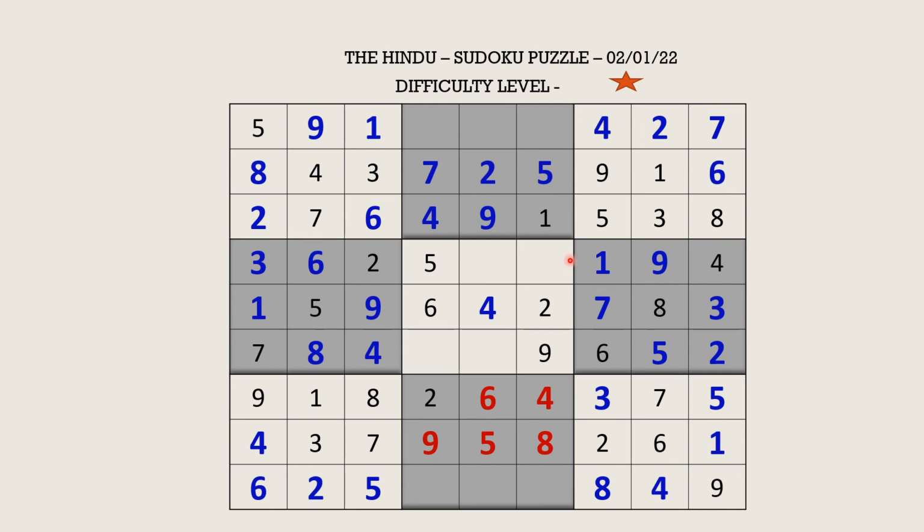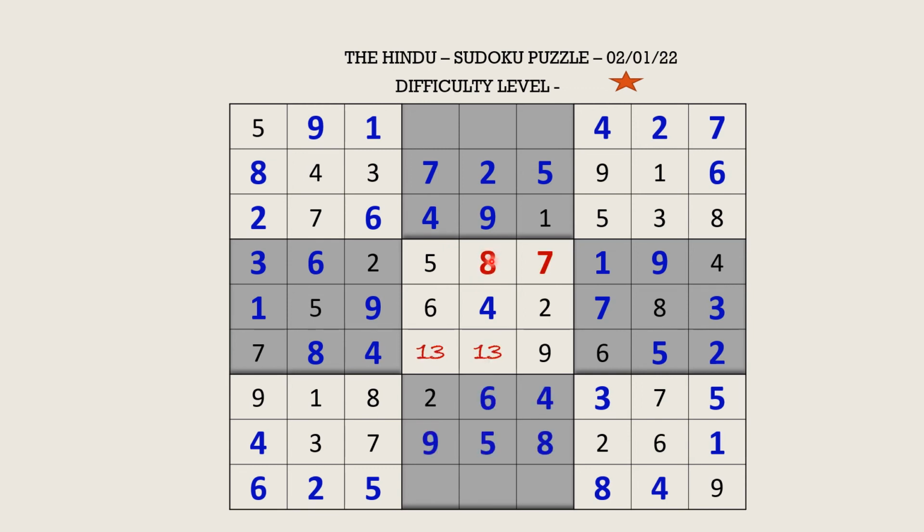So the missing numbers in this row are 7 and 8. There is an 8 blocking here. So this is 7 and this is 8. Now here the missing numbers in this cell are 1 and 3. So we do not have clues about 1 and 3. So let's mark it as a 1 and 3 pair.